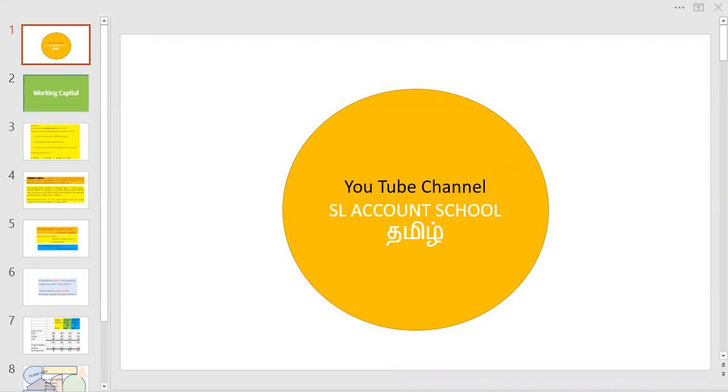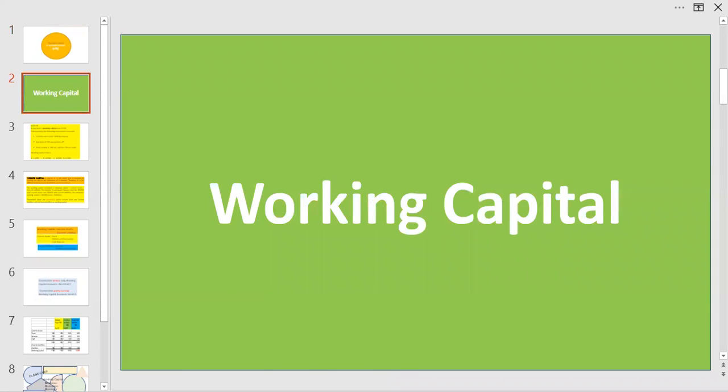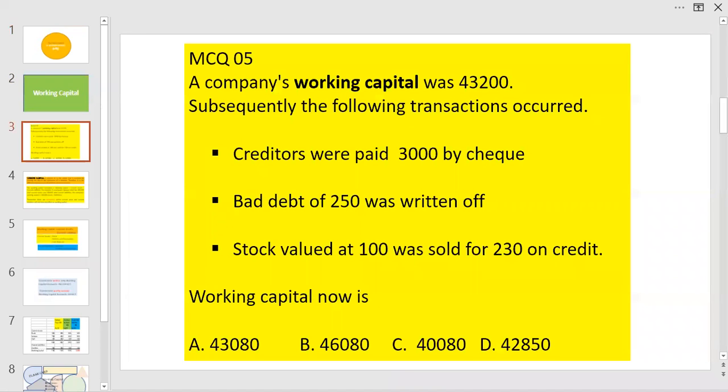Let's straight away go to the question, which reads: a company's working capital was 43,200. Subsequently, the following transactions occurred. Creditors were paid 3,000 by check. Bad debt of 250 was written off. The stock valued at 100 was sold for 230 on credit. Working capital now is: four options are given.